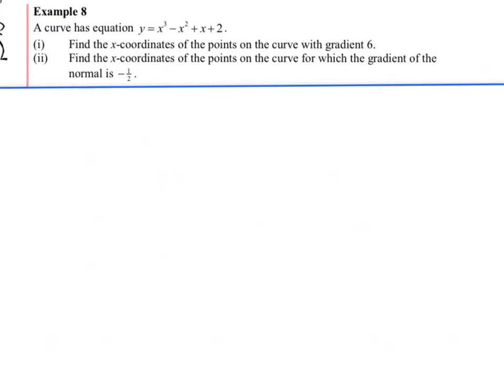Okay, so let's look at this question here. We've got the curve has equation y equals x cubed minus x squared plus x plus 2, and we want to find the x coordinate of the points on the curve with gradient 6, and then the x coordinate of the points on the curve with gradient minus a half. Let's begin with the first one.